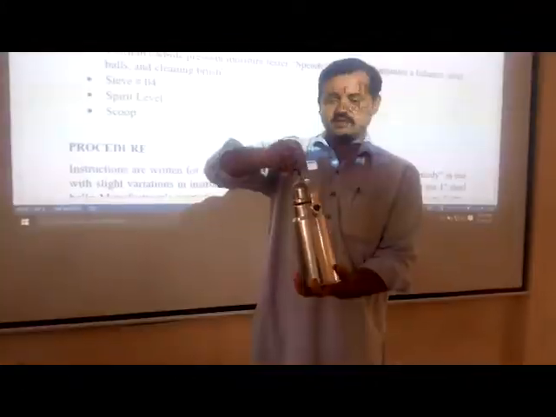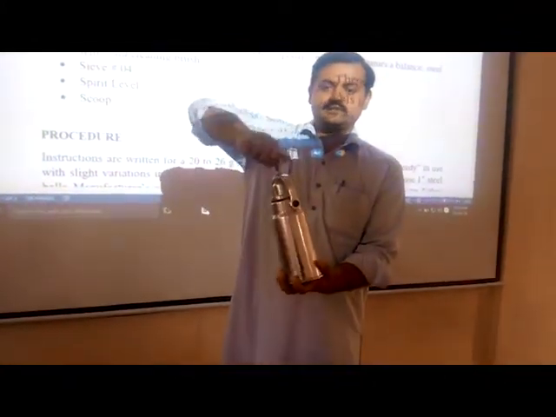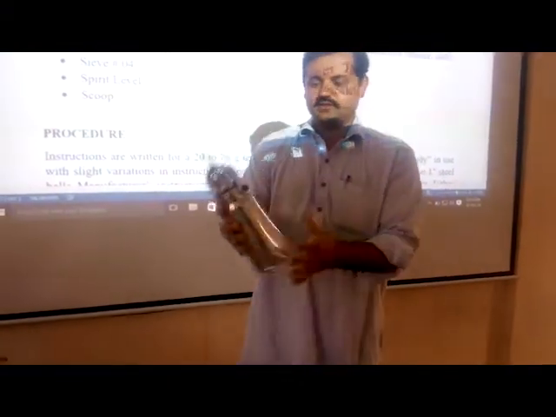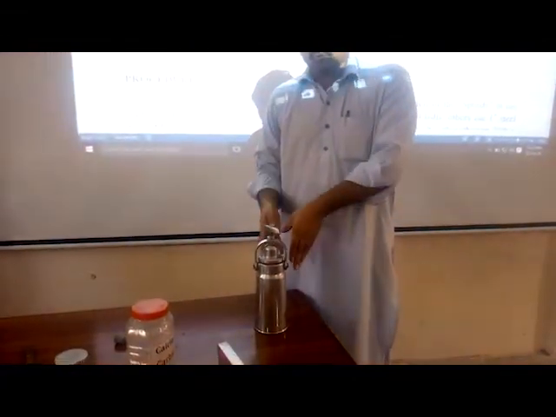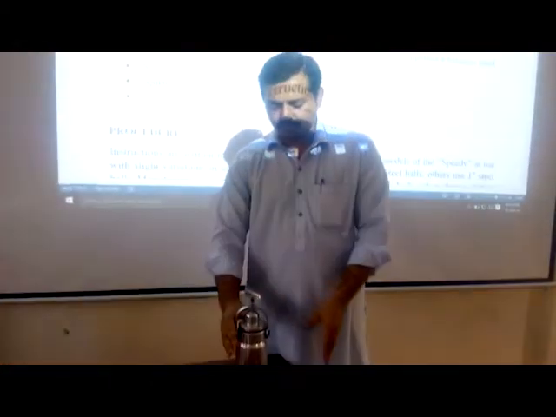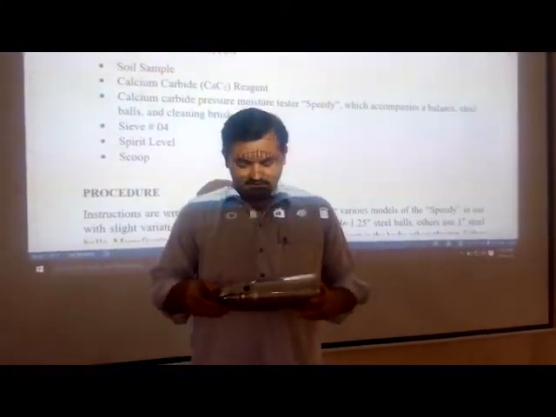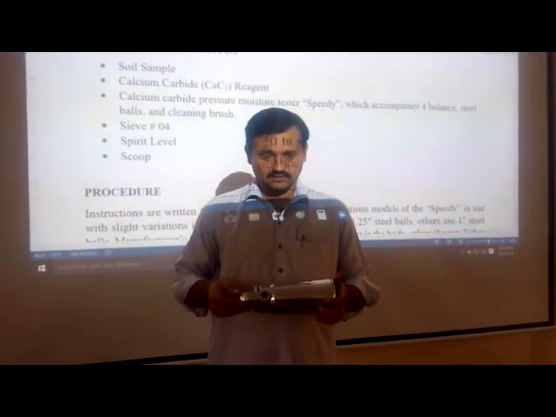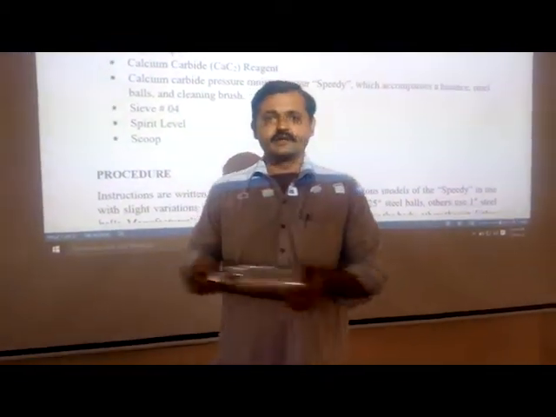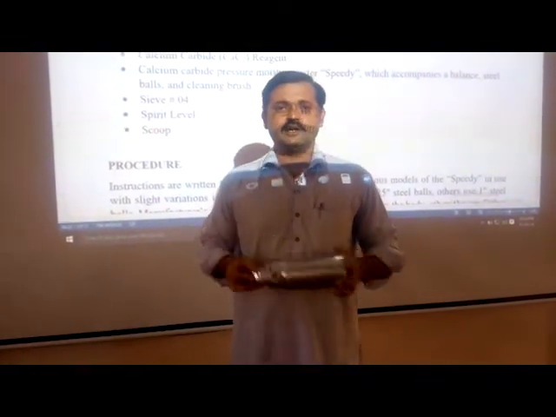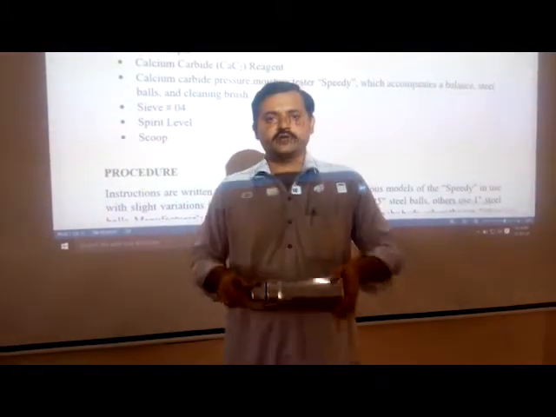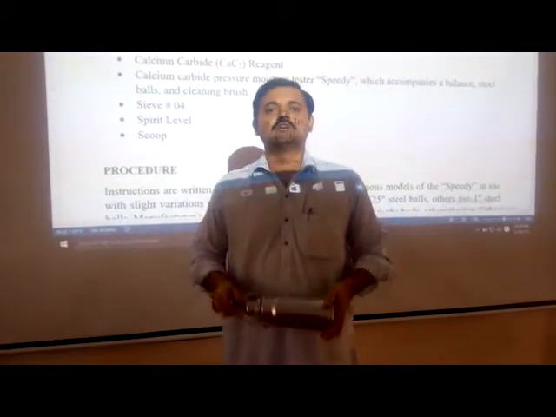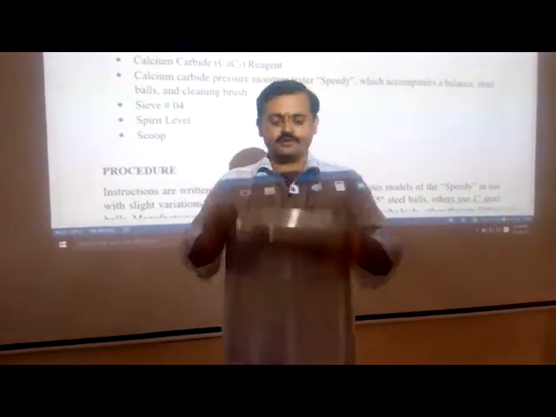Then it will be poured inside the bottle, and the head of the bottle will be tightened like this. Then it will be placed fully vertically so that all the soil sample will go to the bottom of the speedy moisture tester. Then it will be kept horizontally like this, and we will give it horizontal motions as well as orbital motions, so that the steel balls will be able to break down all clay lumps.